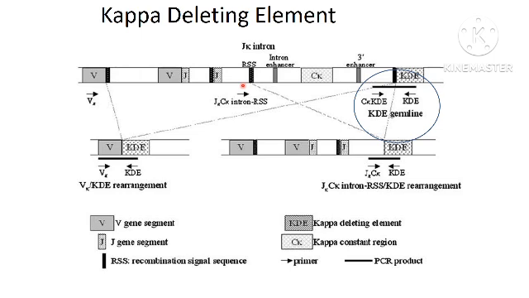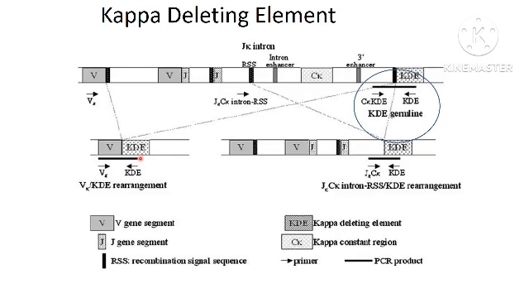But usually we don't take cDNA, we take genomic DNA. So the body has a beautiful mechanism of deleting non-functional alleles. For that, we have KDE, that is the kappa deleting element. So there are two types of rearrangements which can happen if the allele is non-functional.